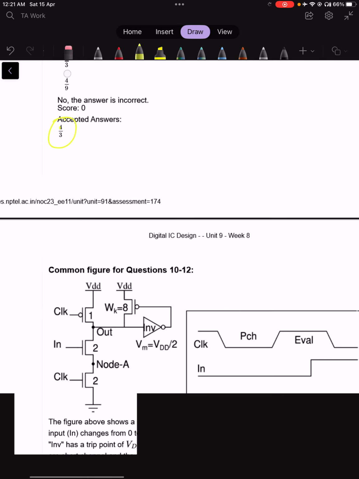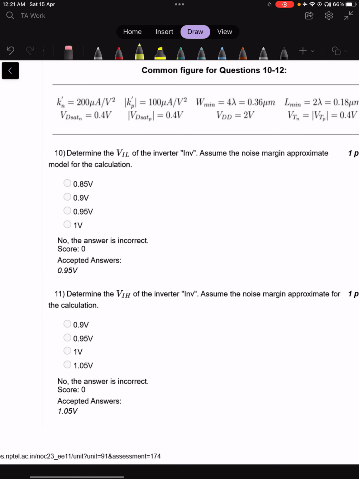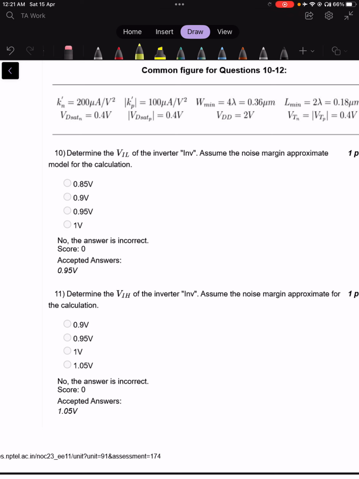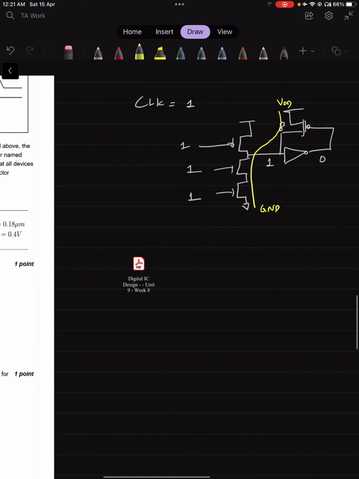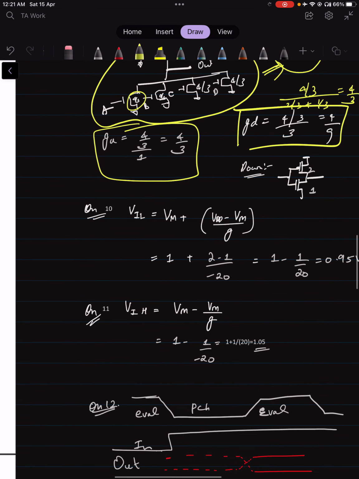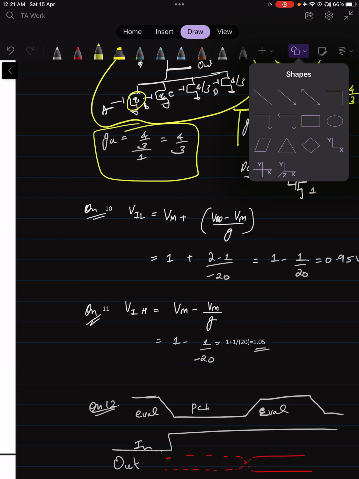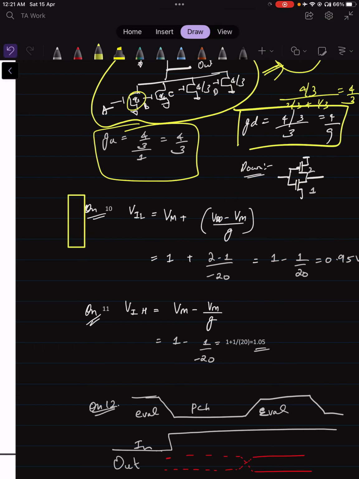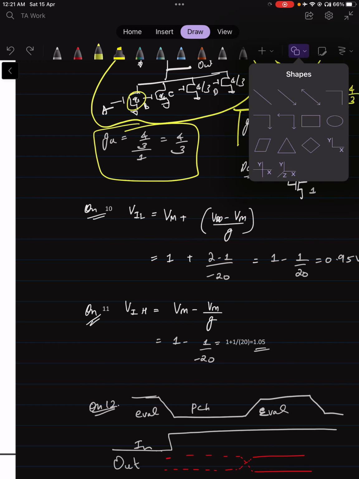Right? That's question number 9. Going to question number 10. Determine the VIL of the inverter INV. Assume the noise margin approximate value for the calculation. Right? So from what was discussed in class, the noise margin approximate calculation for VIL is as shown here.